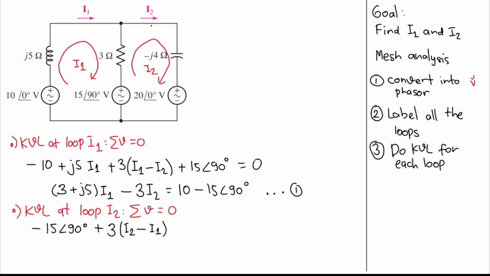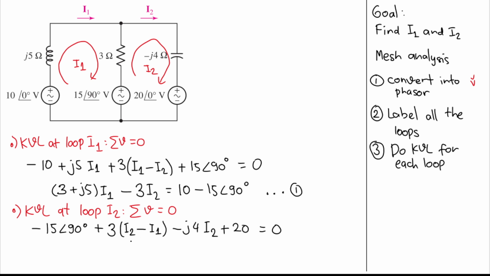Good. Then let's move on to this capacitor. I will have minus J4, and the only current that passes through it is I2, so I will have minus J4 I2. And the last component is this voltage source, and the current is flowing from the positive terminal, so I will have a positive sign, and then I will have 20 angle 0, or I can just write it as 20. And all of that will equal 0.